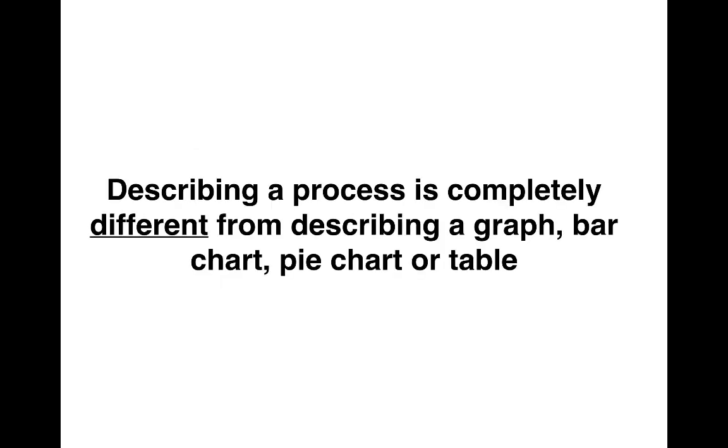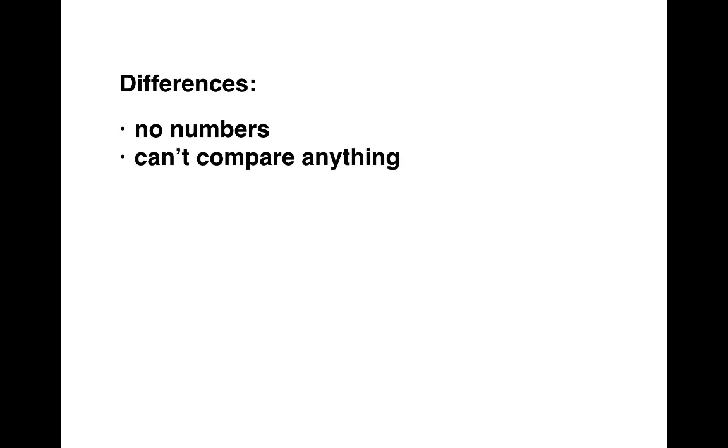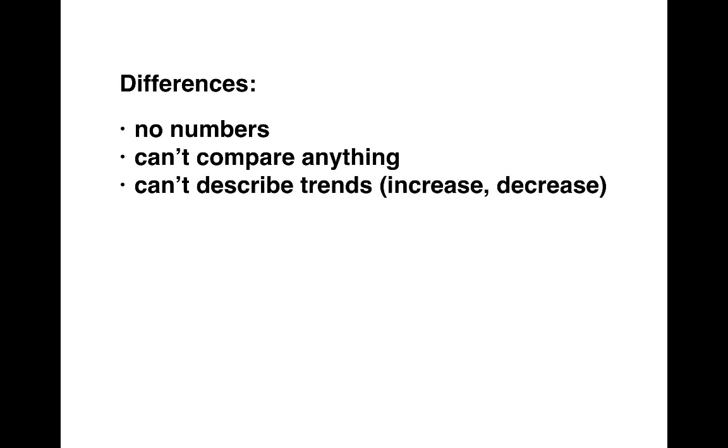Describing a process is completely different from describing a graph, bar chart, pie chart, or table. Let's look quickly at some differences. No numbers. You won't see any numbers in a process diagram. You can't compare anything. You're just looking at steps one after the other. There's nothing to compare. And you can't describe trends, increase, decrease. There's nothing going up or going down. So we can't do most of the things that we usually do.